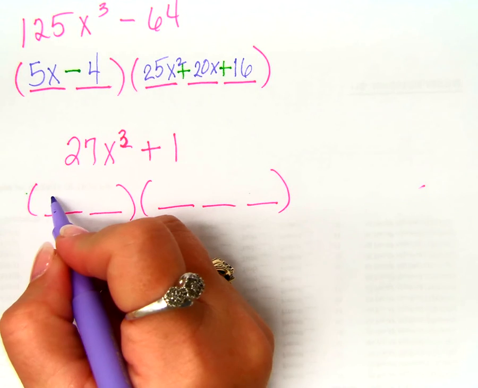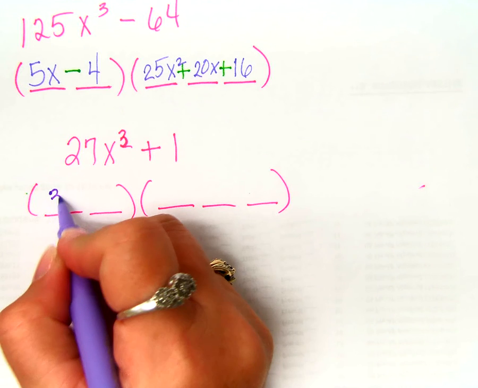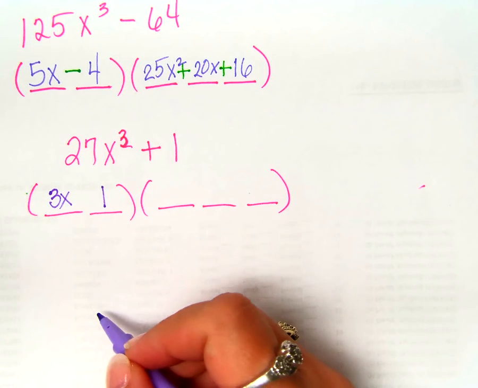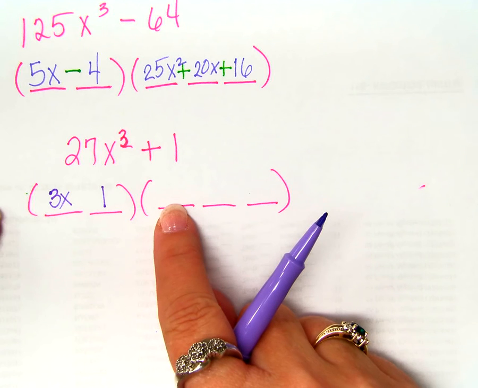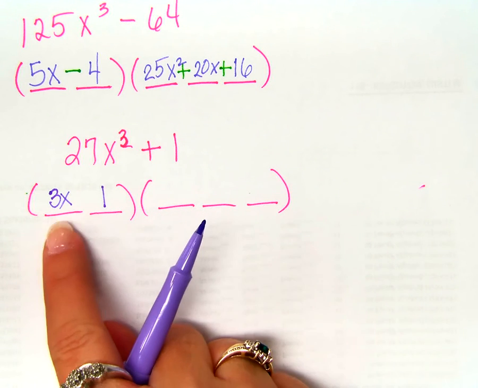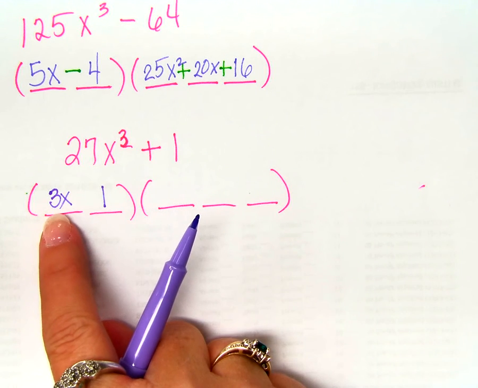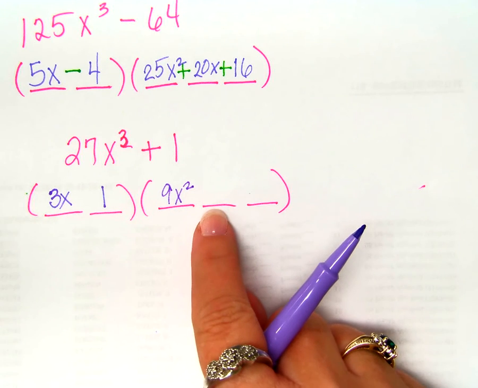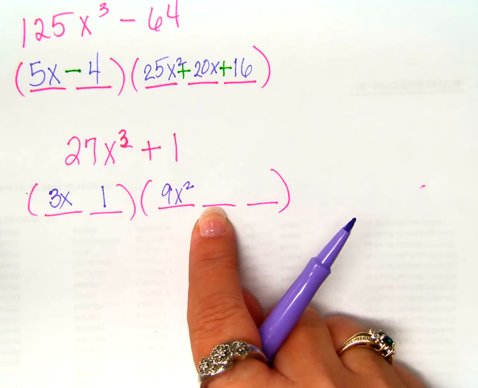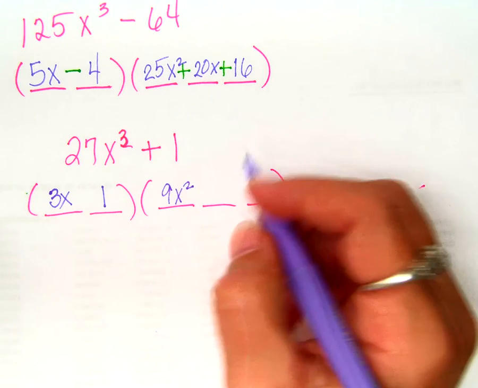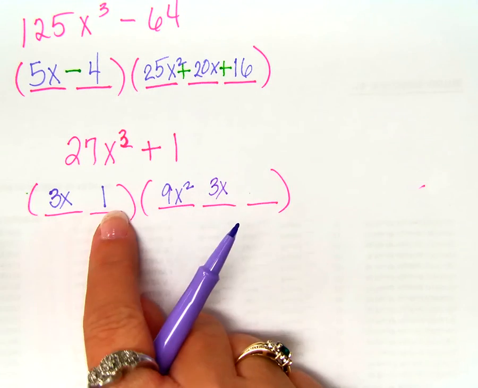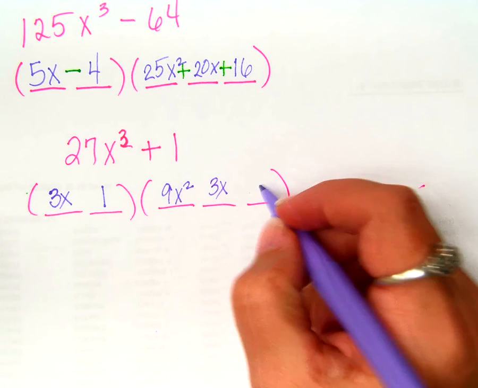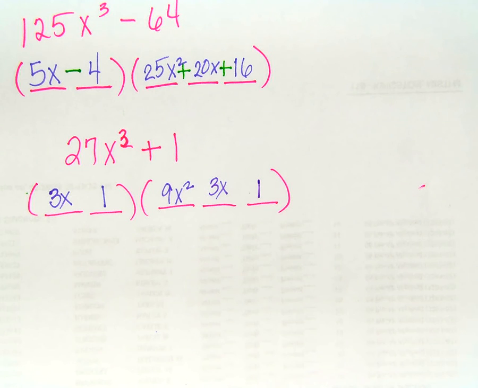What goes here? 3x. And what goes here? 1. What goes in the first term of the trinomial? Yeah, square that. 9x squared. What goes in the middle term of the trinomial? 3x, because it's 3x times 1, which is just 3x. What goes in the last term of the trinomial? 1 squared, which is 1.